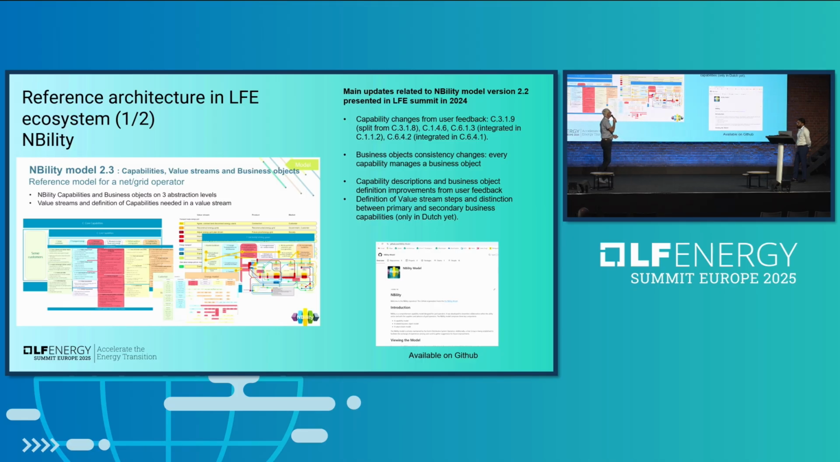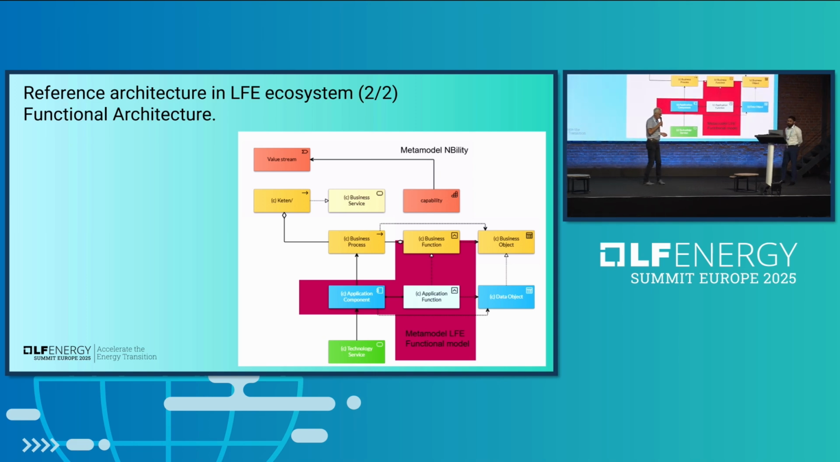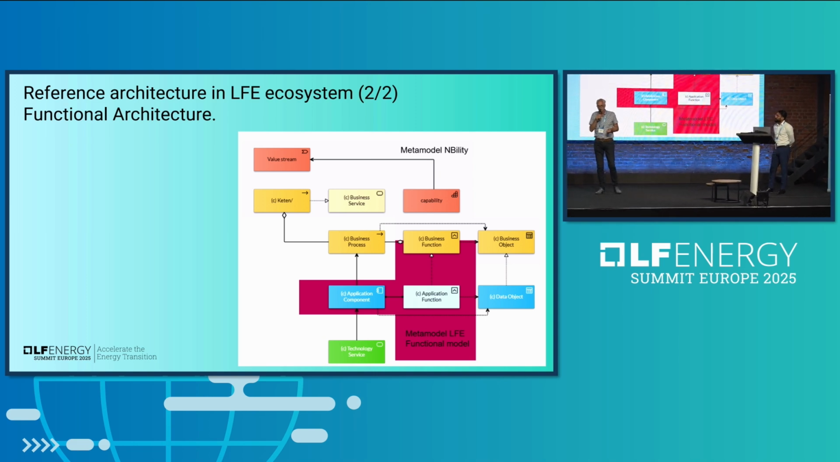In the left upper corner, you see some improvements. From a model perspective, the new thing is that the relationship between value streams and capabilities has been worked out a little bit more in detail. So we make specific what the key capabilities of a value stream are and what the supporting capabilities on this value stream are. Yep. That's the developments behind Nbility.